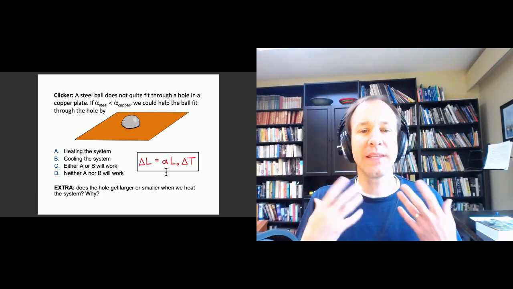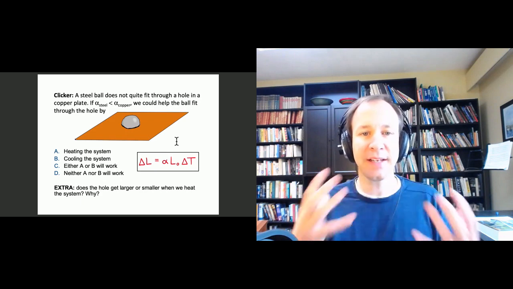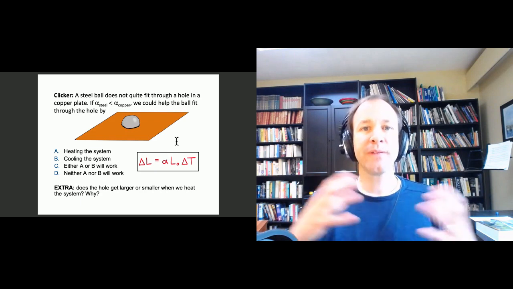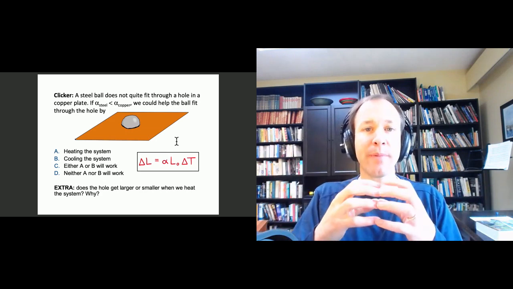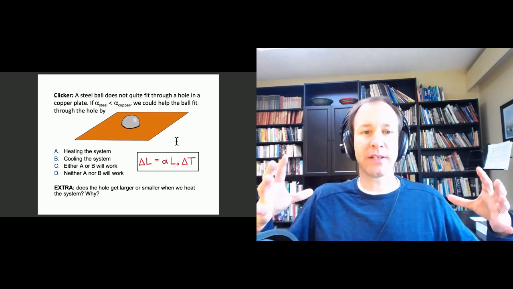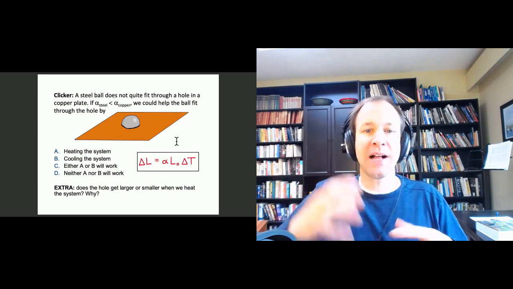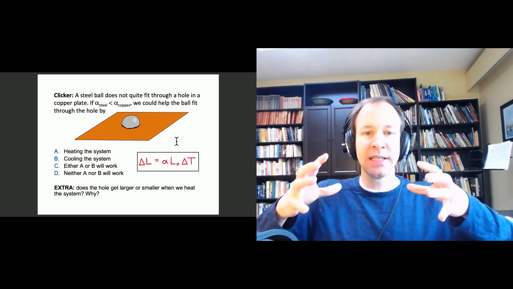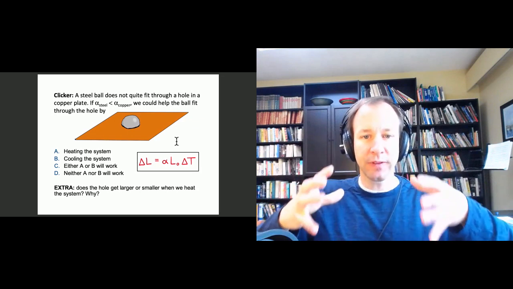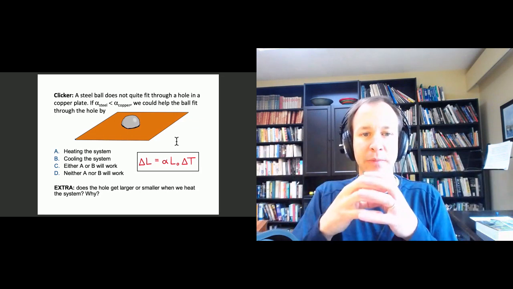Okay, so now we can think of what would happen in this situation with the steel ball and the copper plate. If we heat up the steel ball and the copper plate together, then both of them are going to expand. But because alpha for copper is larger, the copper is going to have a larger percentage expansion. And so we could imagine that after a while, when you're heating these up more and more, eventually the hole in the copper plate is going to be large enough so that the steel ball can fall through.